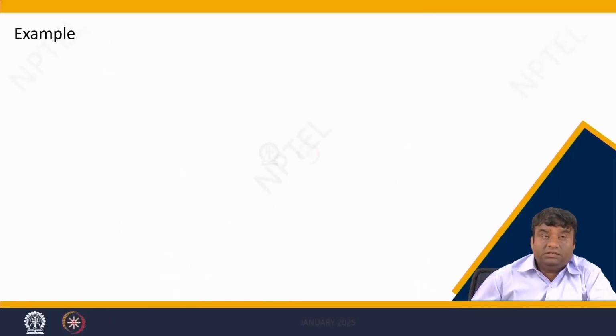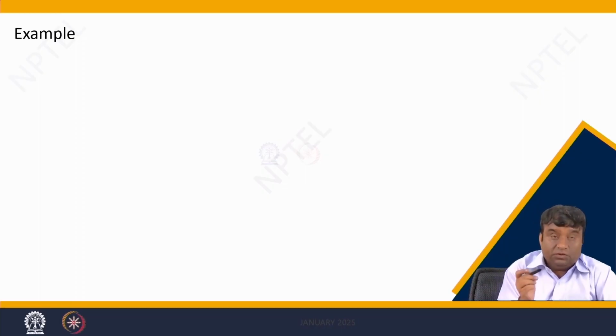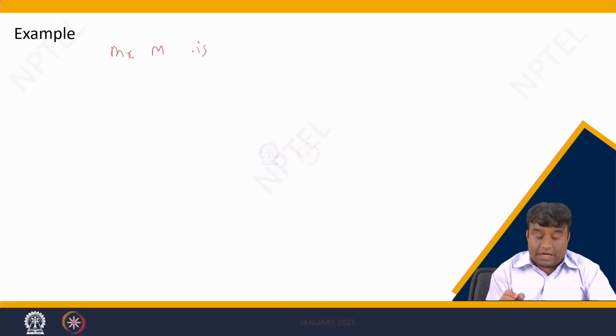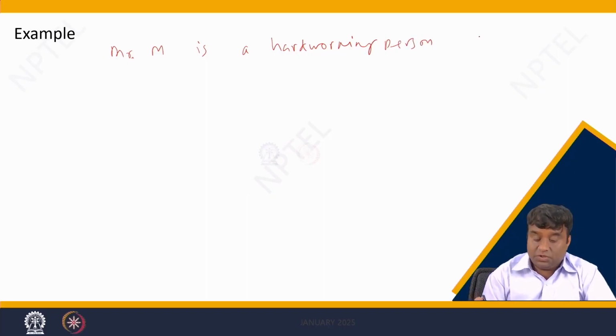So the next one is to try to understand the same concept by using one example. Let Mr. M be a hardworking person. So hardworking person is a fuzzy set. Assume that the truth value of Tm is 0.8.